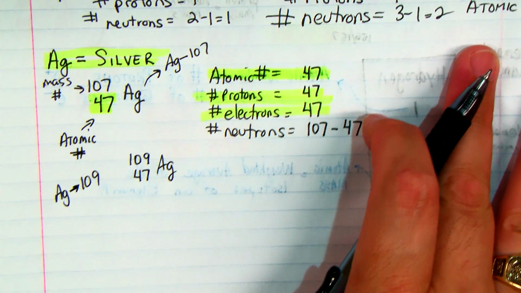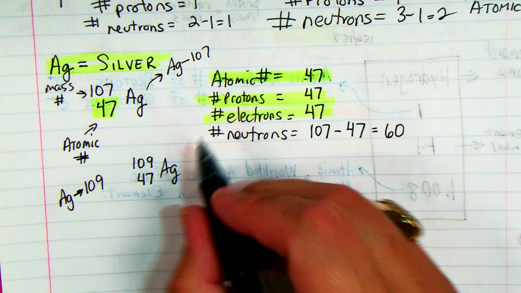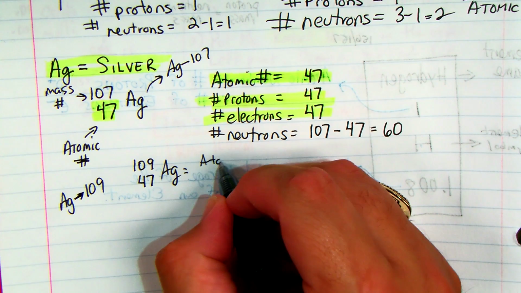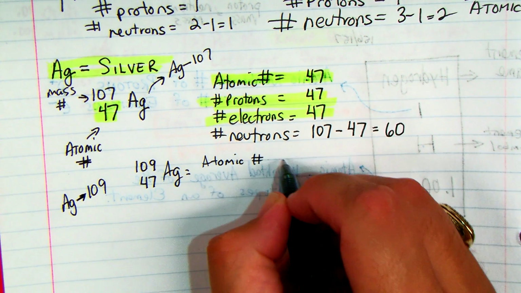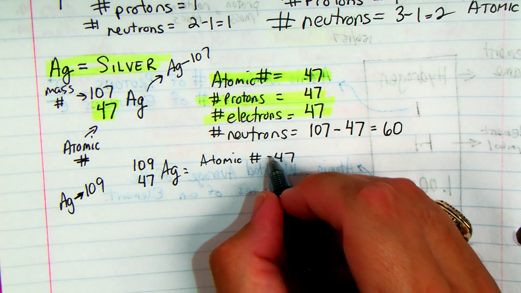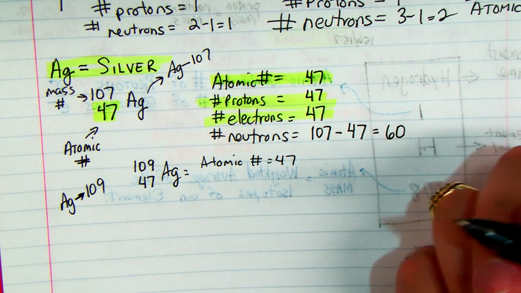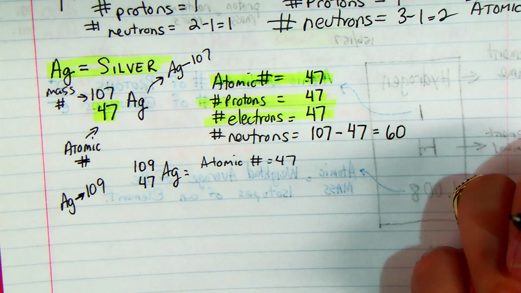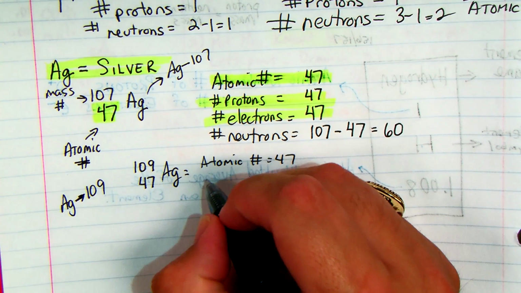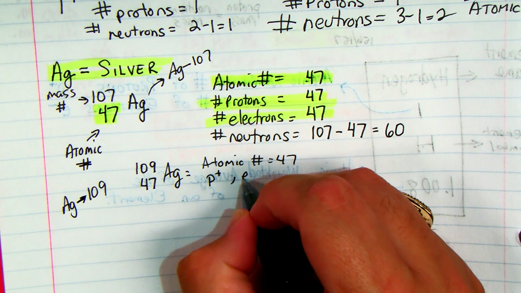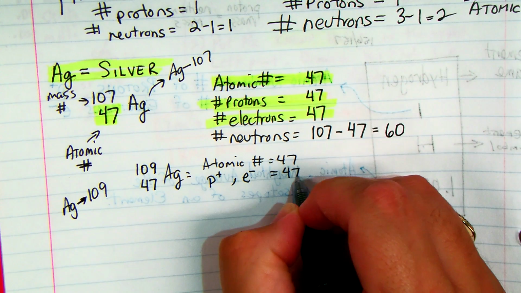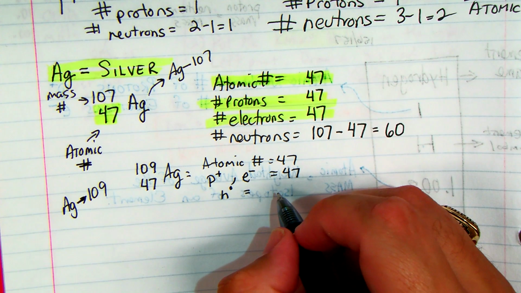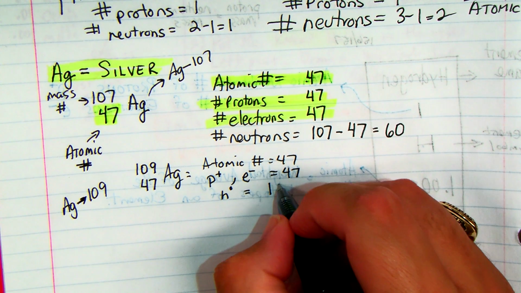So in here, what's my atomic number? 47. It's still 47 because it's still silver. So silver has the atomic number 47. It has 47 protons and electrons. So protons and electrons is equal to 47. Now neutrons. What's the number of neutrons? 62. 109 minus 47, which is 62.